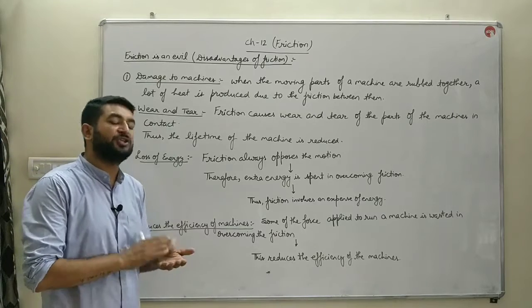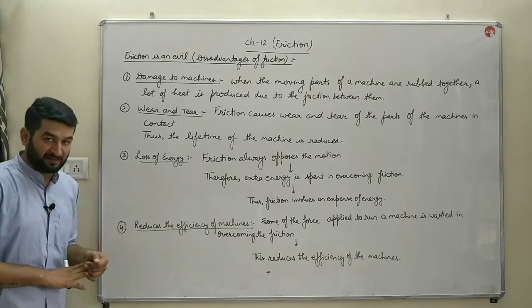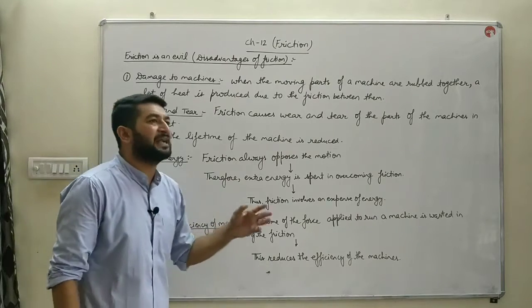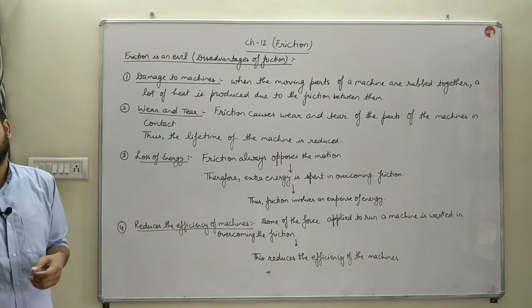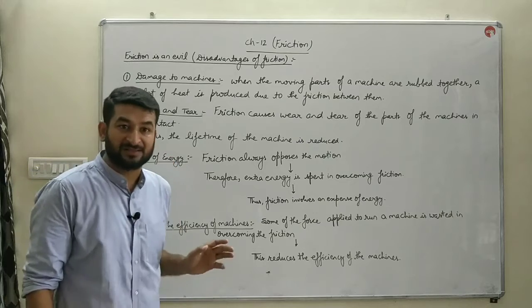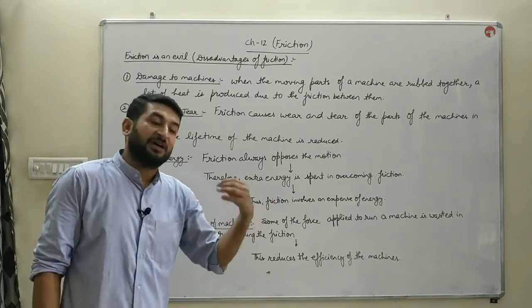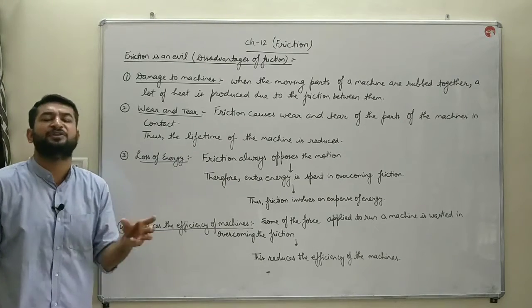The second is wear and tear. As we know, friction will produce heat, and due to that rubbing, wear and tear of the parts of machines in contact takes place. The example is the soles of your shoes and the tires of your automobiles, which rub away after 1 year, 2 years, 5 months, 6 months, in a limited period of time.